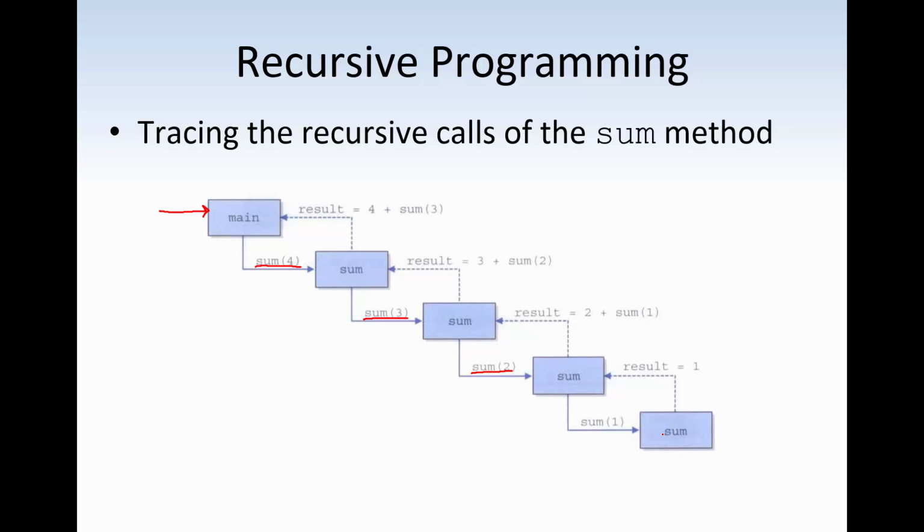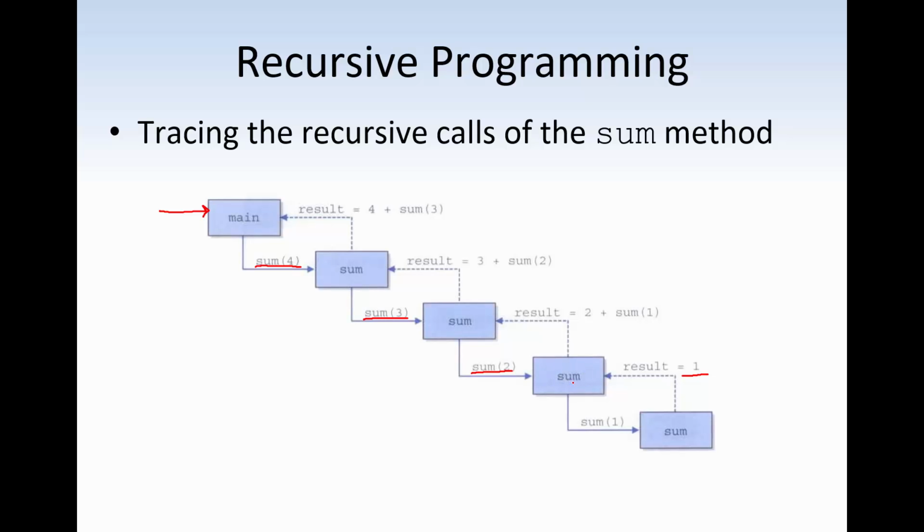Now at this last step, when we do sum of 1, that means num is equal to 1. If num is equal to 1, then that base case is going to be true. So instead of making another call to sum, instead of doing another arrow down here that goes somewhere else, we're actually able to stop. This method is just going to return 1. That's what we see over here. This last method, for computing sum of 1, doesn't have to make any more calls. It just returns 1. In that case, we go back and return to this call here.